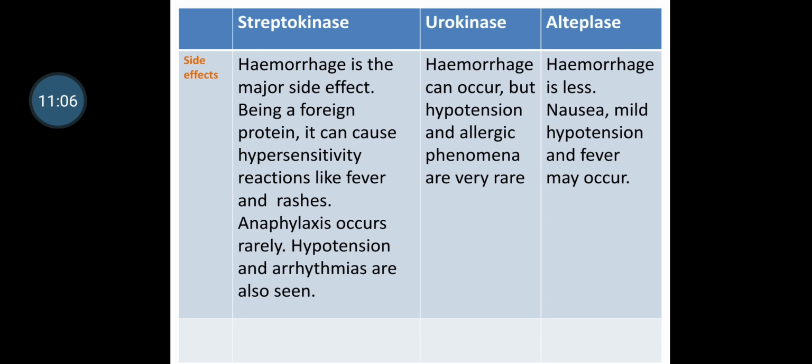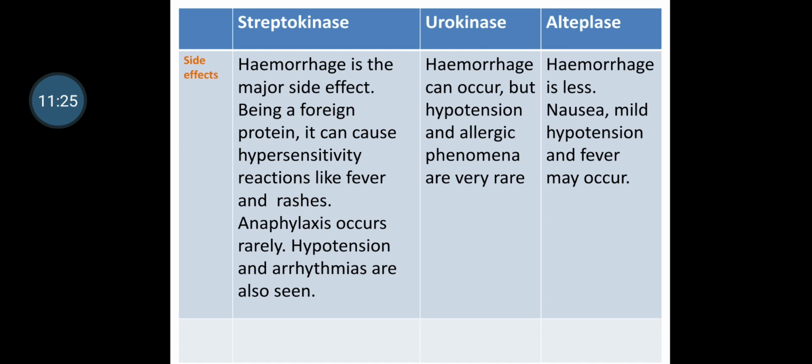Coming to urokinase, hemorrhage can occur, but hypotension and allergic phenomena are very rare. Then with Altiplase, hemorrhage is less; nausea, mild hypotension and fever may occur. So this is regarding various points on streptokinase, urokinase and Altiplase.